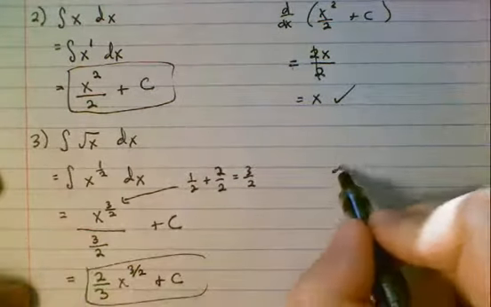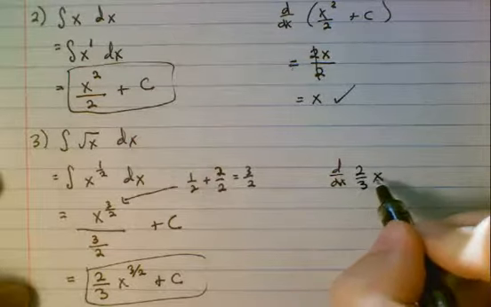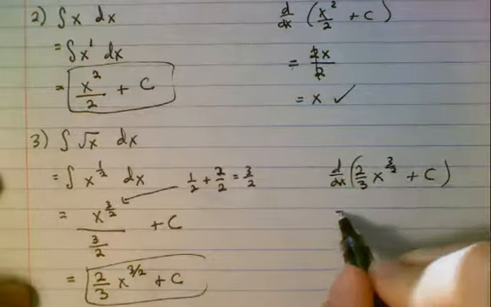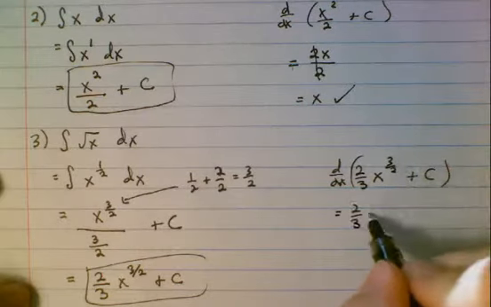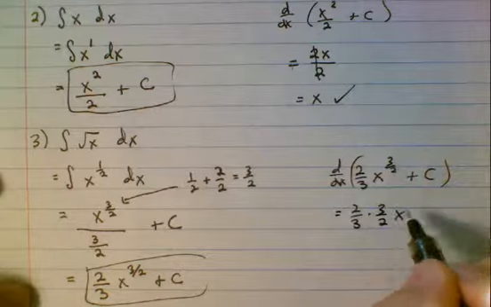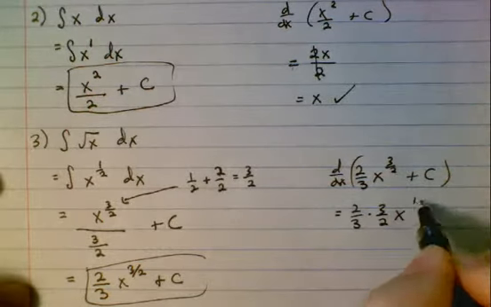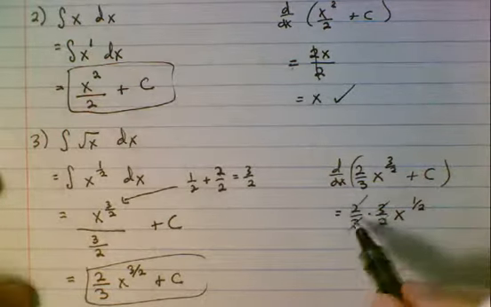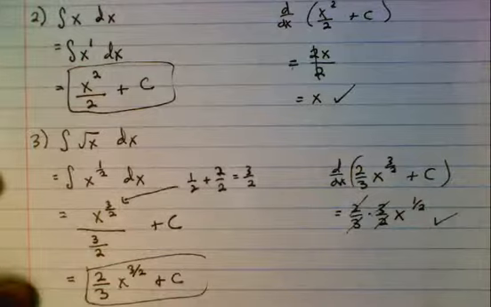To check our work, the derivative of 2/3 x to the 3/2 plus c. We've got the 2/3 along for the ride. We bring down the 3/2. Subtract 1 from the exponent, so that's 3/2 minus 2/2 gives us 1/2. Derivative of c is 0. And we end up with exactly what we started with.